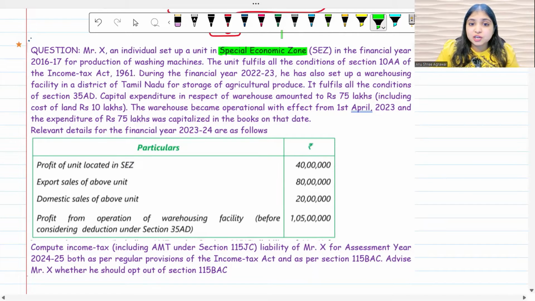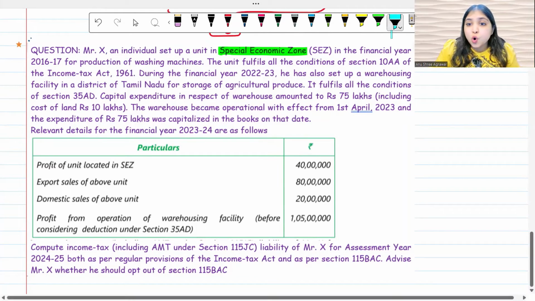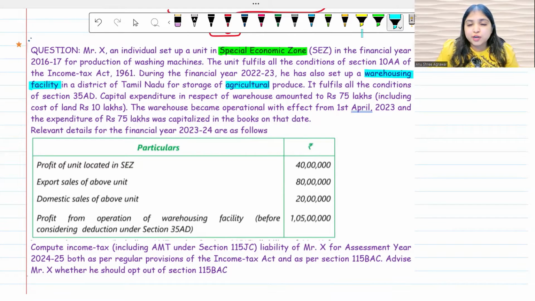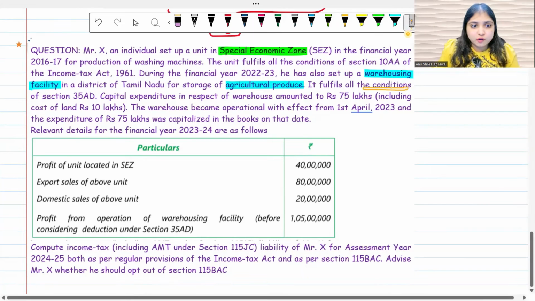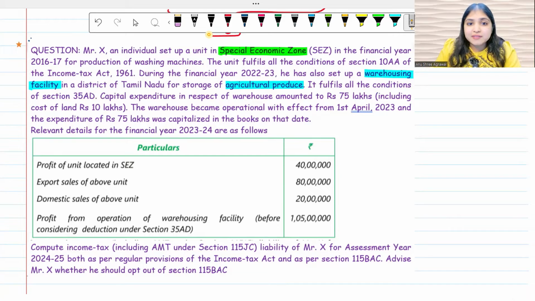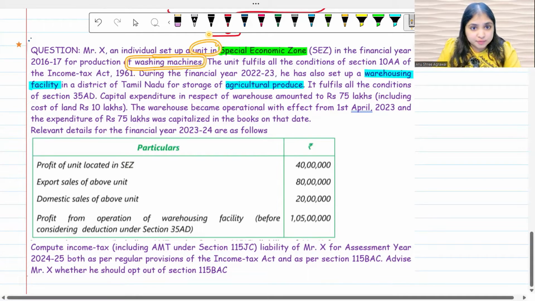During the financial year 22-23, he has also set up a warehousing facility in a district of Tamil Nadu for storage of agricultural produce. And this is fulfilling all the conditions of Section 35AD. Okay, so my assessee is having two businesses, I can say. He's having a unit in SEZ where he's producing washing machines, and in addition to that, he's having a warehousing facility where he's storing agricultural produce.